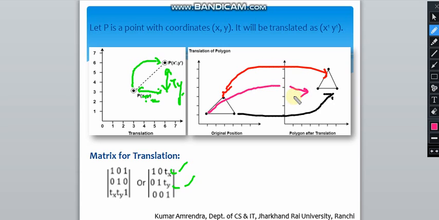So that's all for this translation, and I hope you all have understood this. We will see the second type of transformation, that is scaling, in the next video. Till then, stay tuned. Thank you.